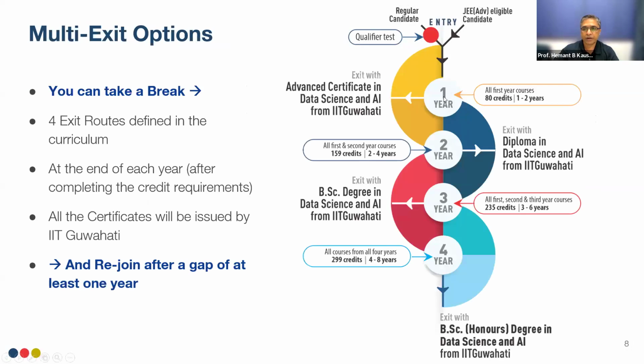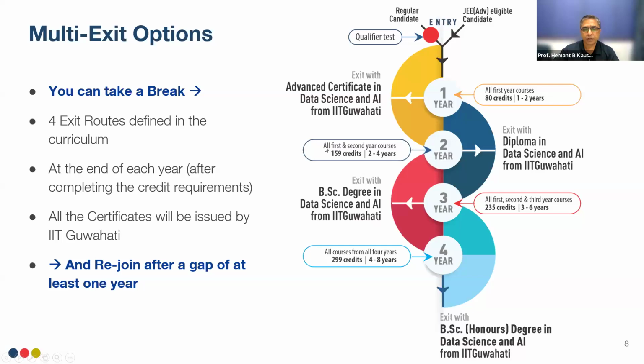In first year, there will be 3 trimesters. There will be about 80 credits of courses that you need to complete in your first year. Now you can take 1 or up to 2 years to complete these 80 credits. Now, once you complete it, you can exit the system. You can leave the program and we will give you an advanced certificate in data science and artificial intelligence from IIT Guwahati. Once you exit, you will have to wait for 1 year to again enter at the same point. So then you can take admission in the second year. Those who continue, they can directly take admission into second year.